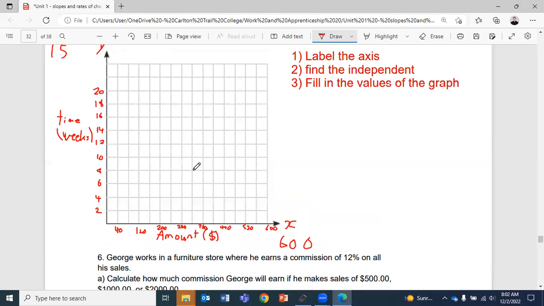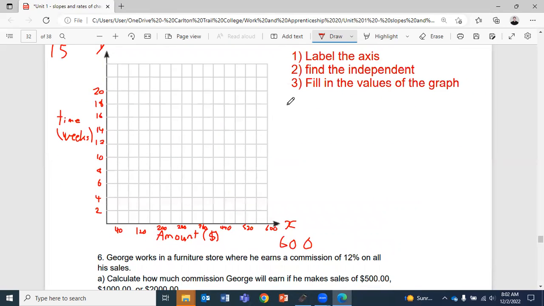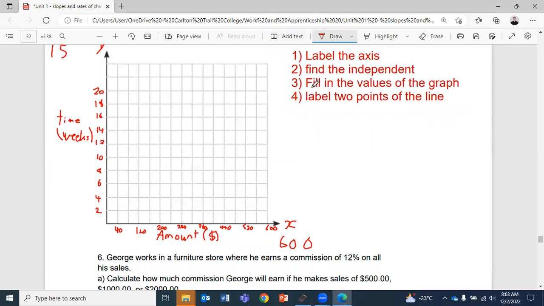So first off, here's what we know. Now we need a couple points. Step 4 is to label 2 points of the line. That means we can draw our line. So step 4 is find 2 points, and then step 5 is just going to be draw the line.